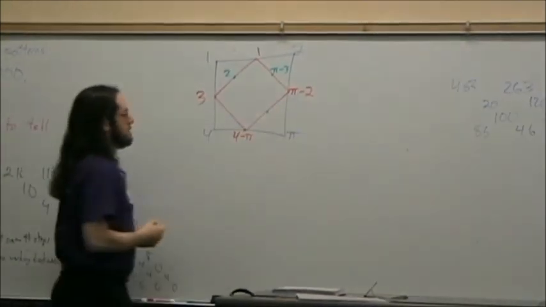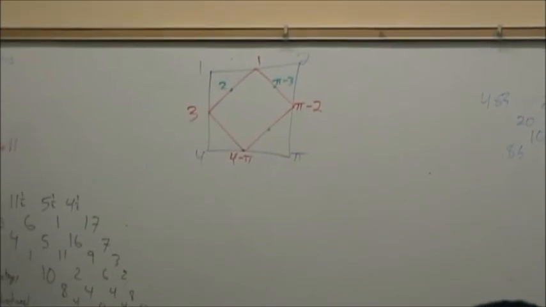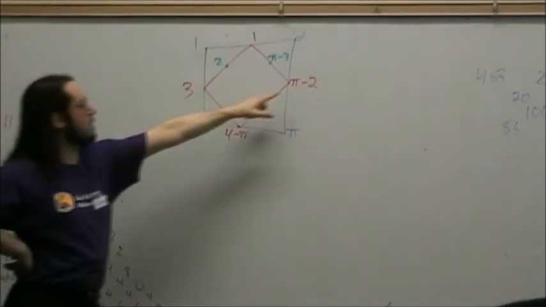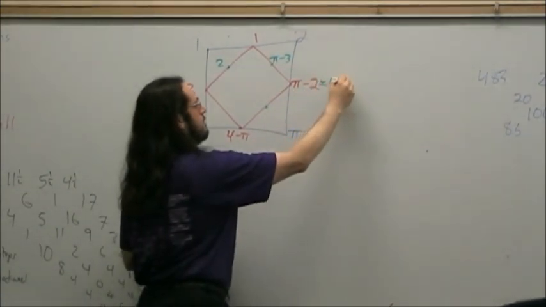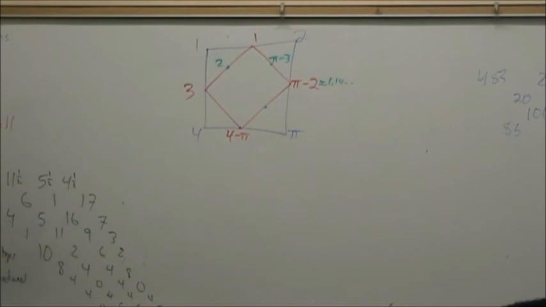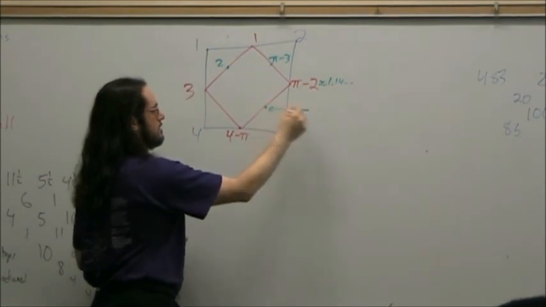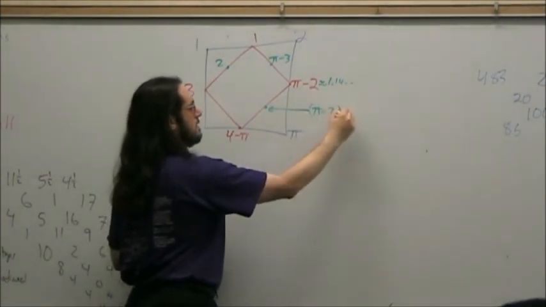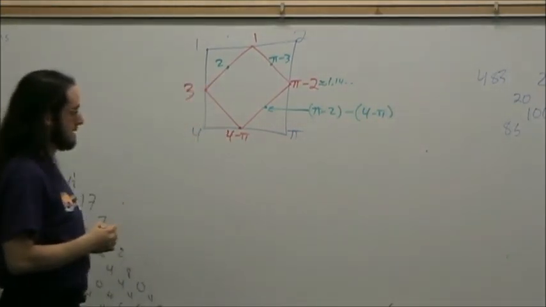How about here? How far is it between pi minus 2 and 4 minus pi? Which one's bigger? Let's see. This is 1 point something or other, right? Pi minus 2 is bigger. And this is 4 minus 3 and a bit, which is going to be less than 1. So this one's bigger. So this one should be pi minus 2, which is bigger, and subtract 4 minus pi. That looks like 2 pi minus 6 to me.